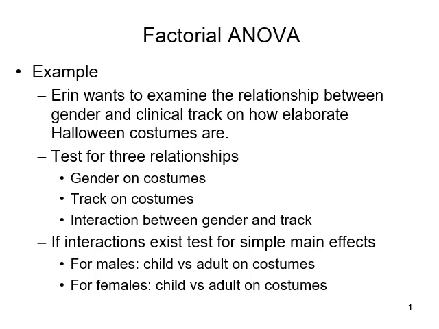So let's walk through an example of the factorial ANOVA. In this example, Aaron wants to examine the relationship between gender and clinical track on how elaborate Halloween costumes are. So we're testing for three relationships.